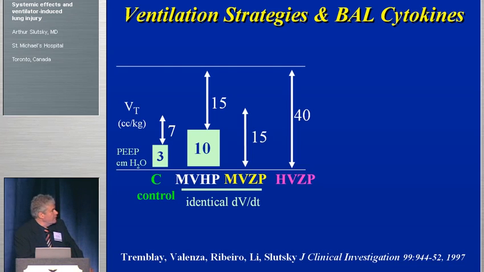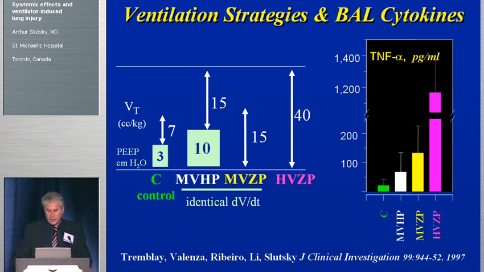And what we did was we ventilated the lungs for 2 hours with 4 different ventilatory strategies. Control group, 3 centimeters of PEEP, 7 ml per kilo. 10 centimeters of PEEP, 15 ml per kilo. 15 ml per kilo, no PEEP. And then a group that had 0 PEEP and end inspiratory stretch equivalent to 15 ml per kilo and 10 of PEEP. This is a pretty high tidal volume, 40 ml per kilo. And we can talk about the relevance of that tidal volume.